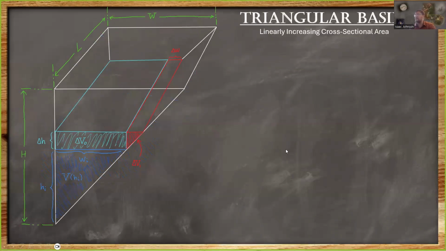But I'd like to focus on a more geometrically pleasing version, which is this triangular basin. The triangular basin was the simplest example I could think of of cross-sectional area being a function of height. And with that in mind, let's start out with just what would the volume function look like for this tub?